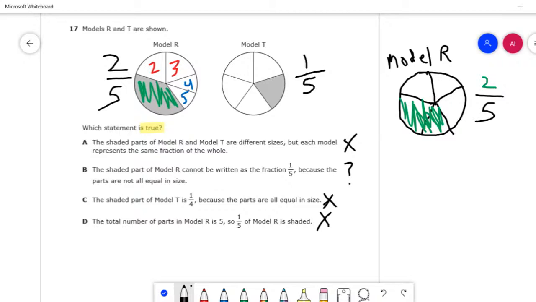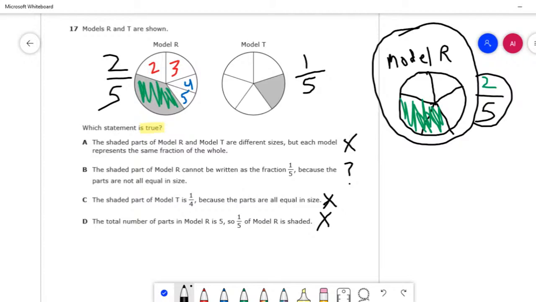And if we go back and look at answer choice B, which we said could be the right answer, the shaded part of model R cannot be written as the fraction 1/5 because the parts are not all equal in size. And that's right, because the parts were unequal in size, if we had written 1/5, that would have been wrong. When we made the parts equal in size, right here, let me just circle this new diagram we made, we saw that the fraction is actually 2/5. And that's pretty much what answer choice B says. It's not 1/5 and it's something else. And we got that something else is 2/5. So because of that, answer choice B is the correct answer here.